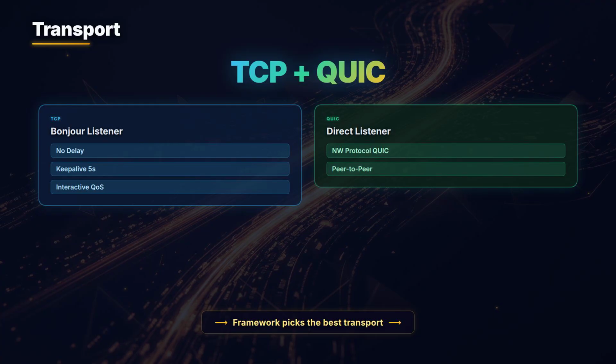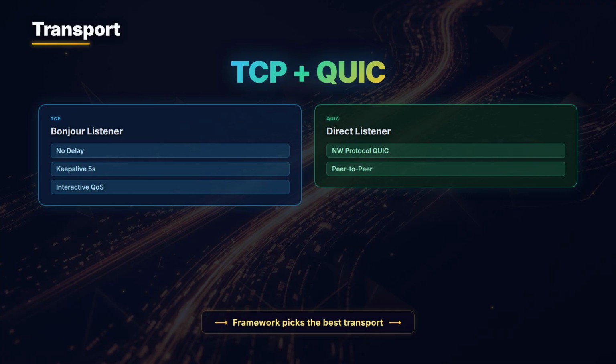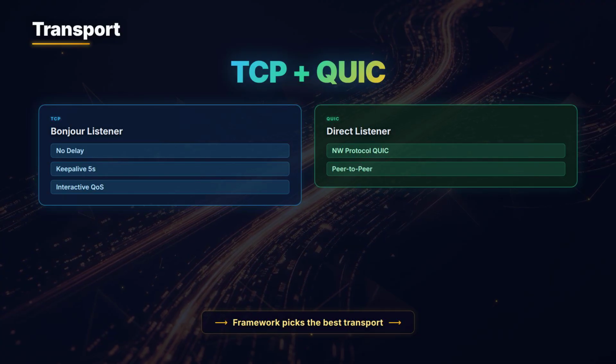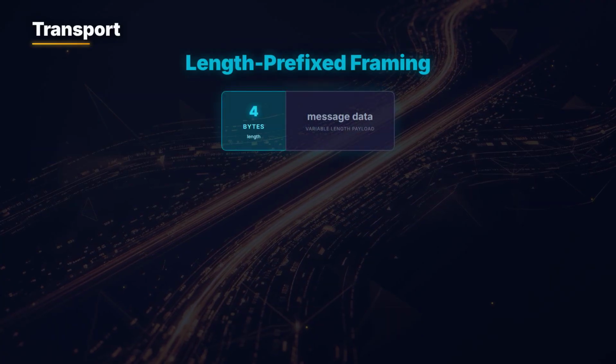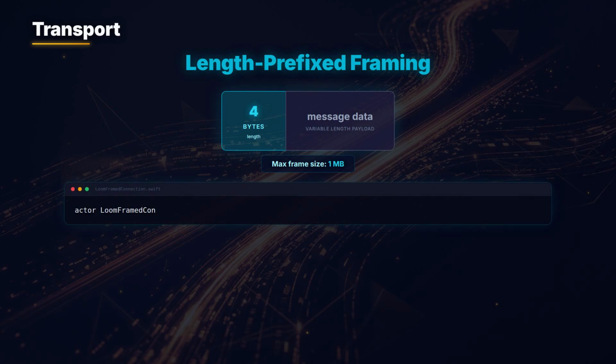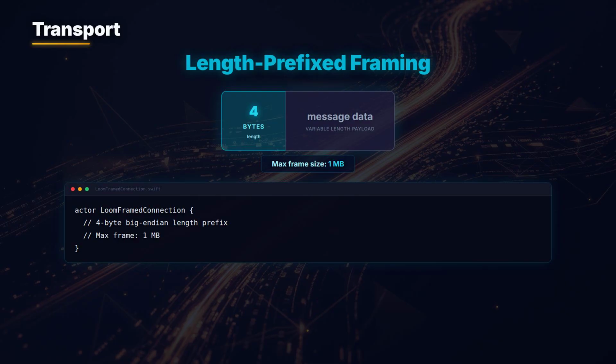The TCP path uses no delay for low latency, keep alive packets every 5 seconds, and the interactive video service class for high quality of service. The QUIC path uses Apple's NW protocol QUIC options, also with peer-to-peer enabled. Having both available means the framework can pick the best transport for the situation.